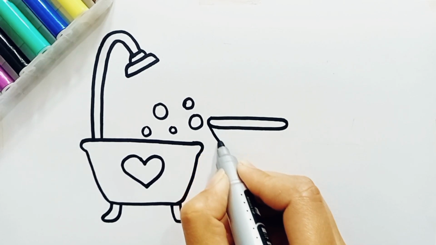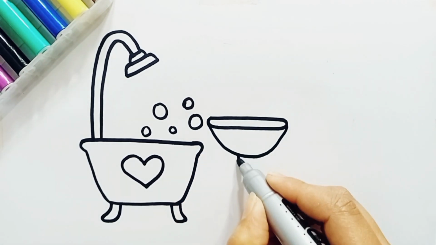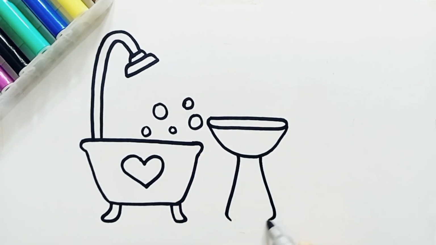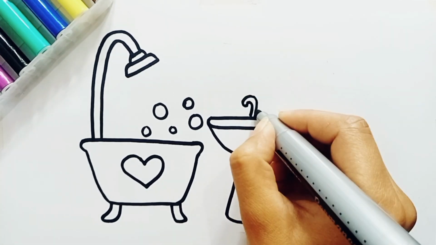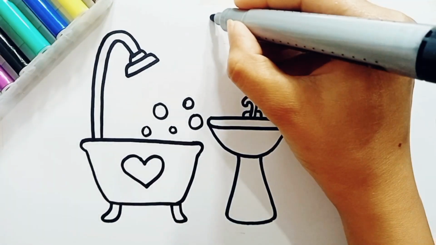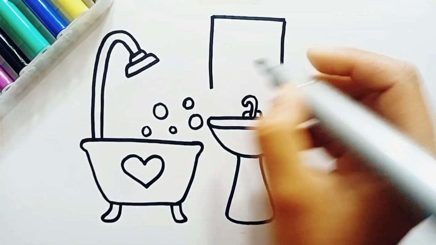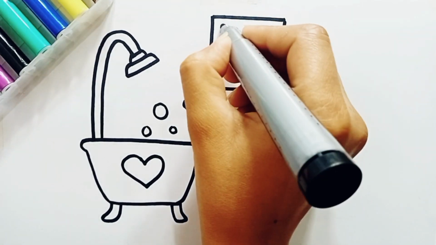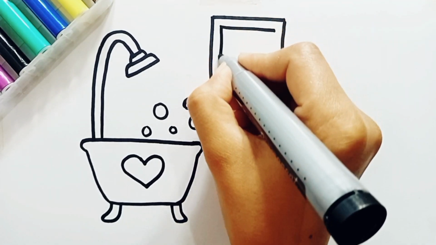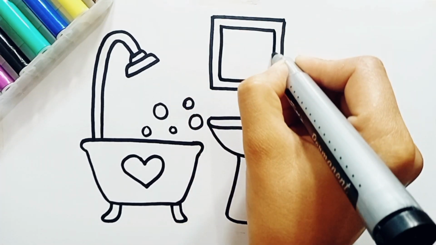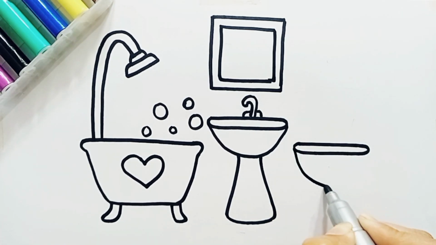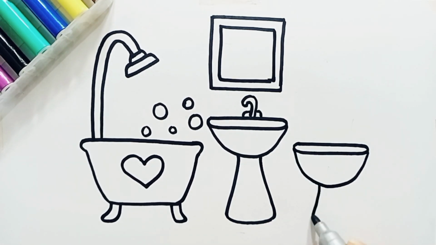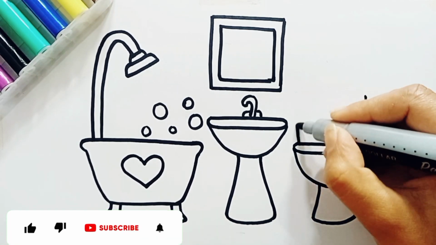Now I am drawing the sink. This is the tap. Let's draw a mirror. Draw a semicircle. Now draw a square.